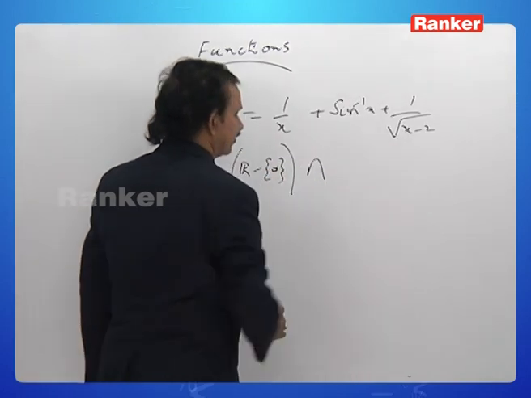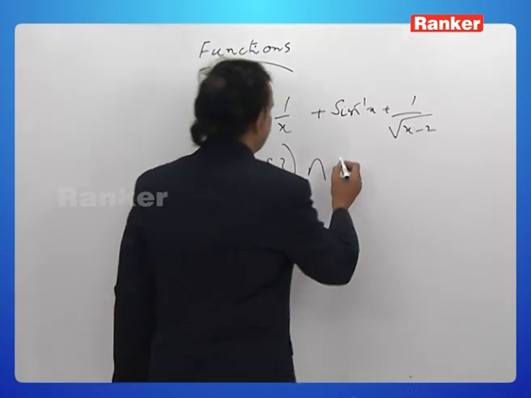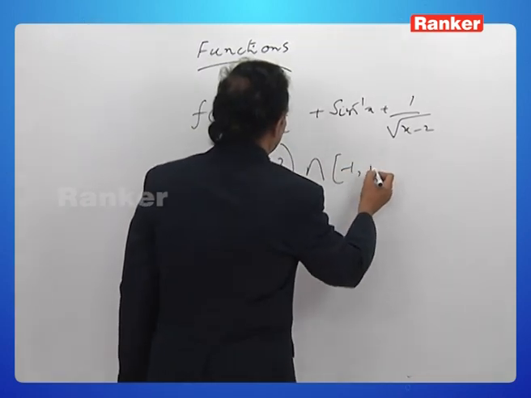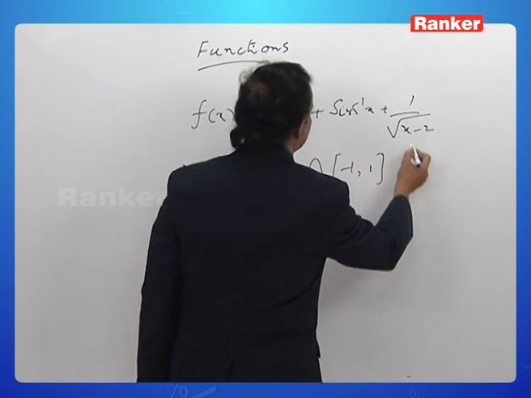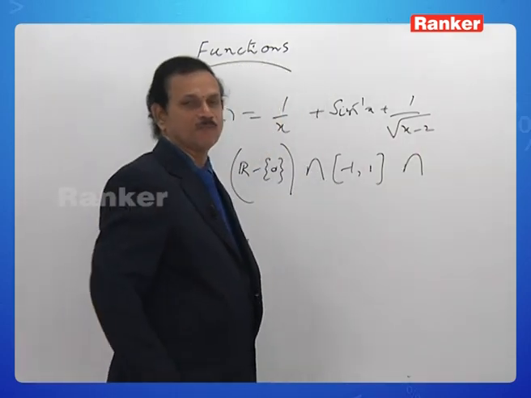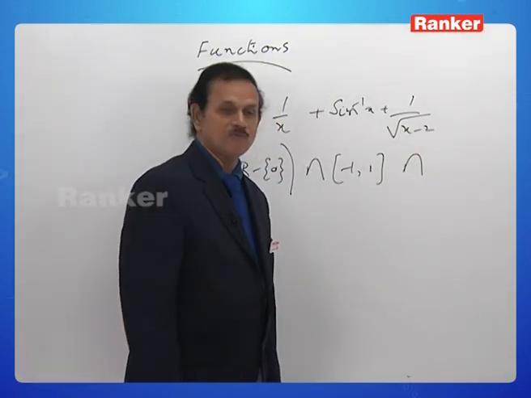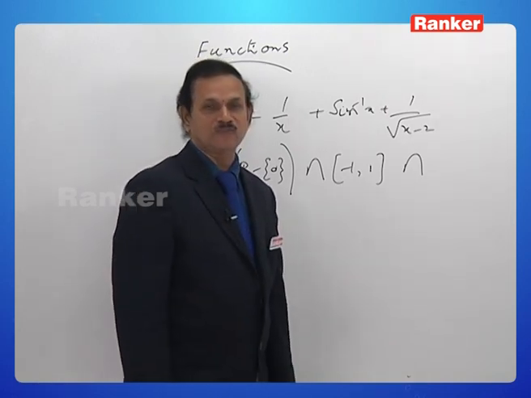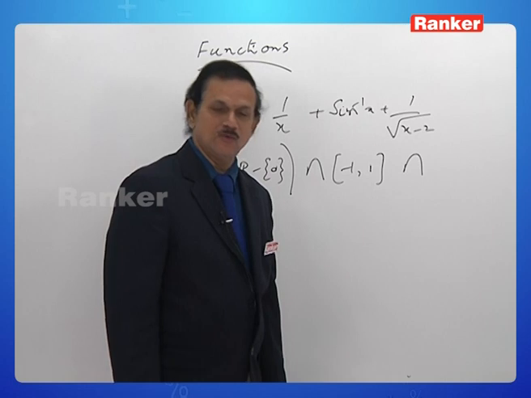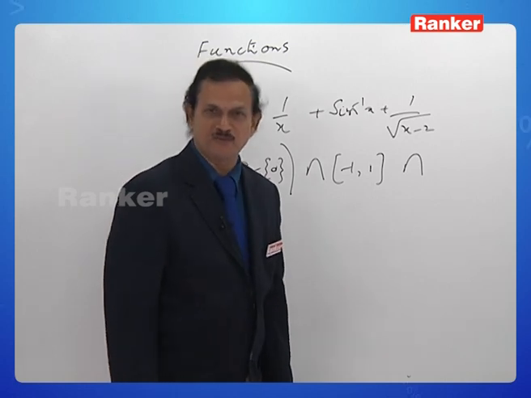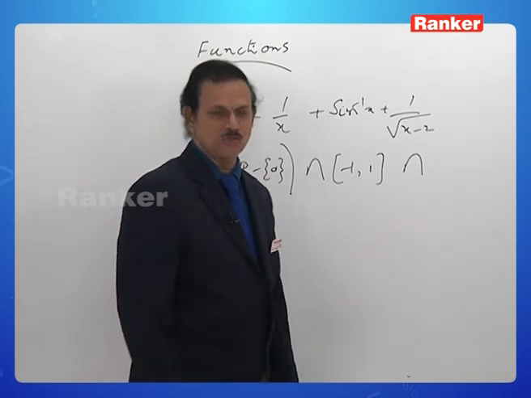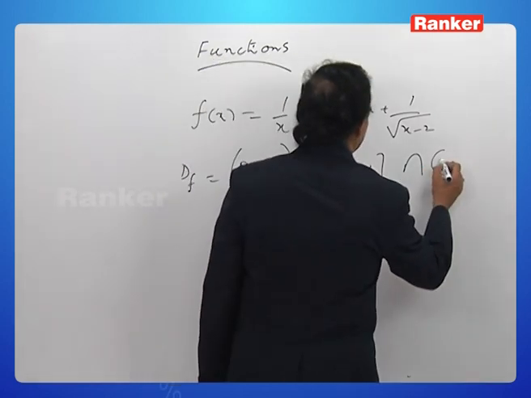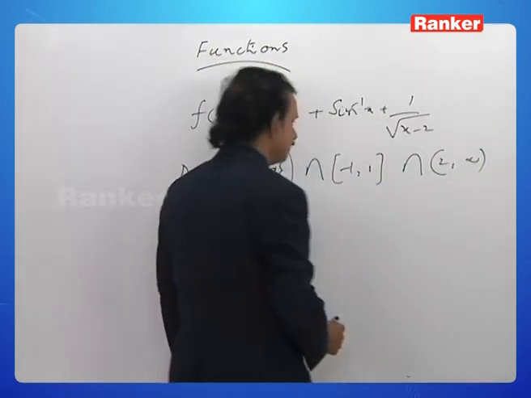Intersection. What is the domain of sine inverse x? Closed interval minus 1 to 1. Intersection. What is the domain of 1 by root of x minus 2? We should take care that x minus 2 is greater than 0 and definitely not 0. So x is greater than 2. Therefore, open interval 2 to infinity.